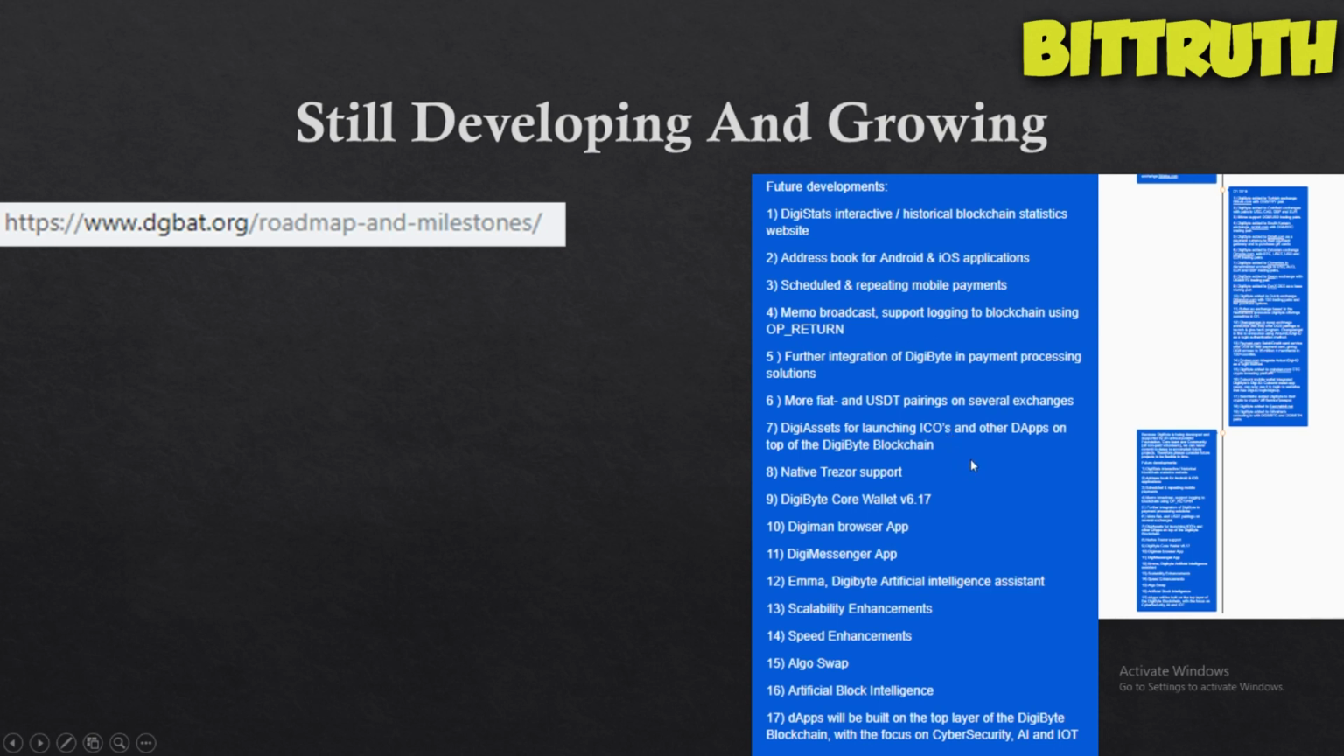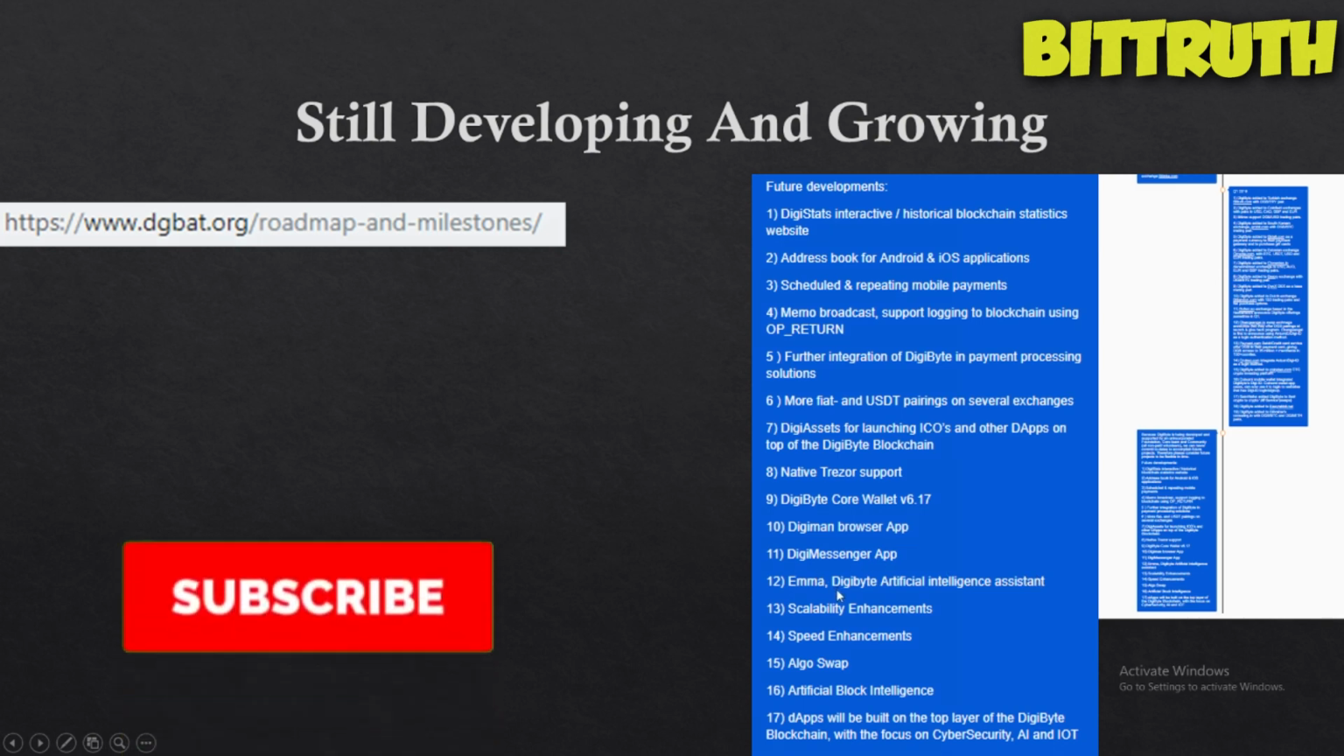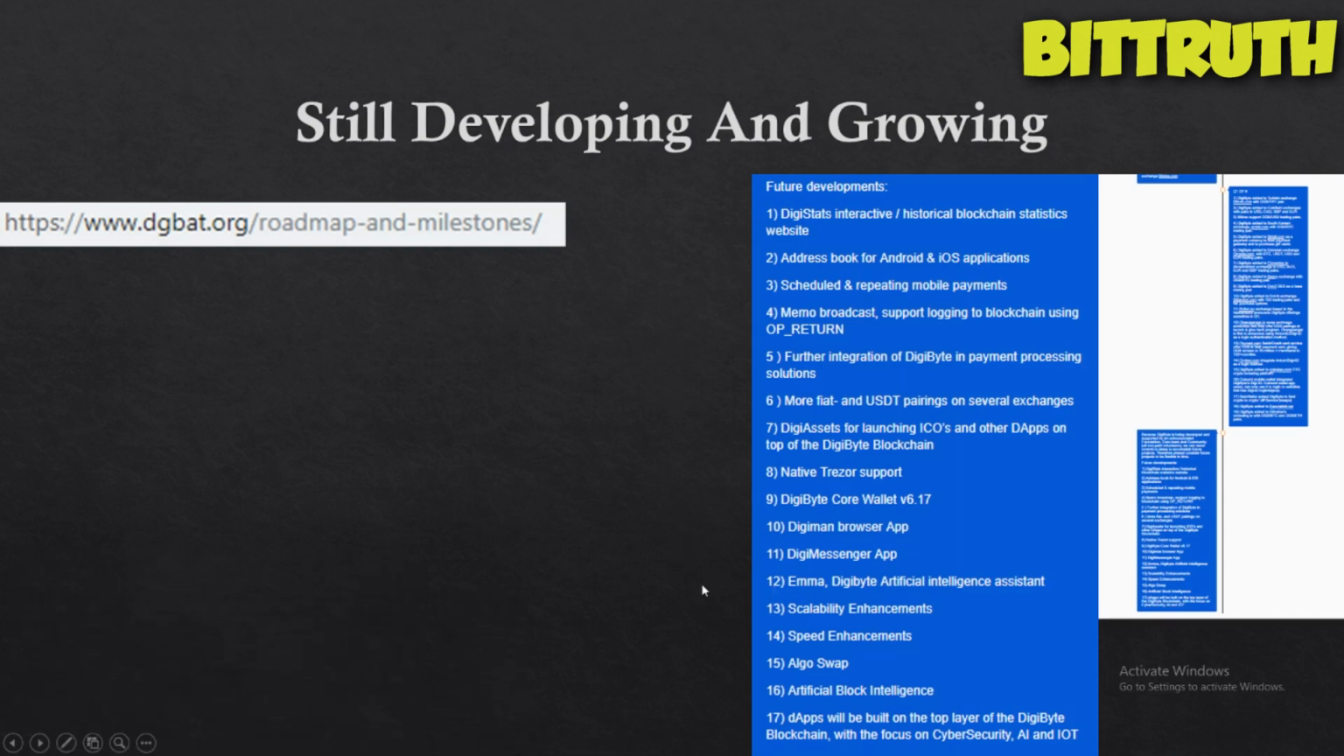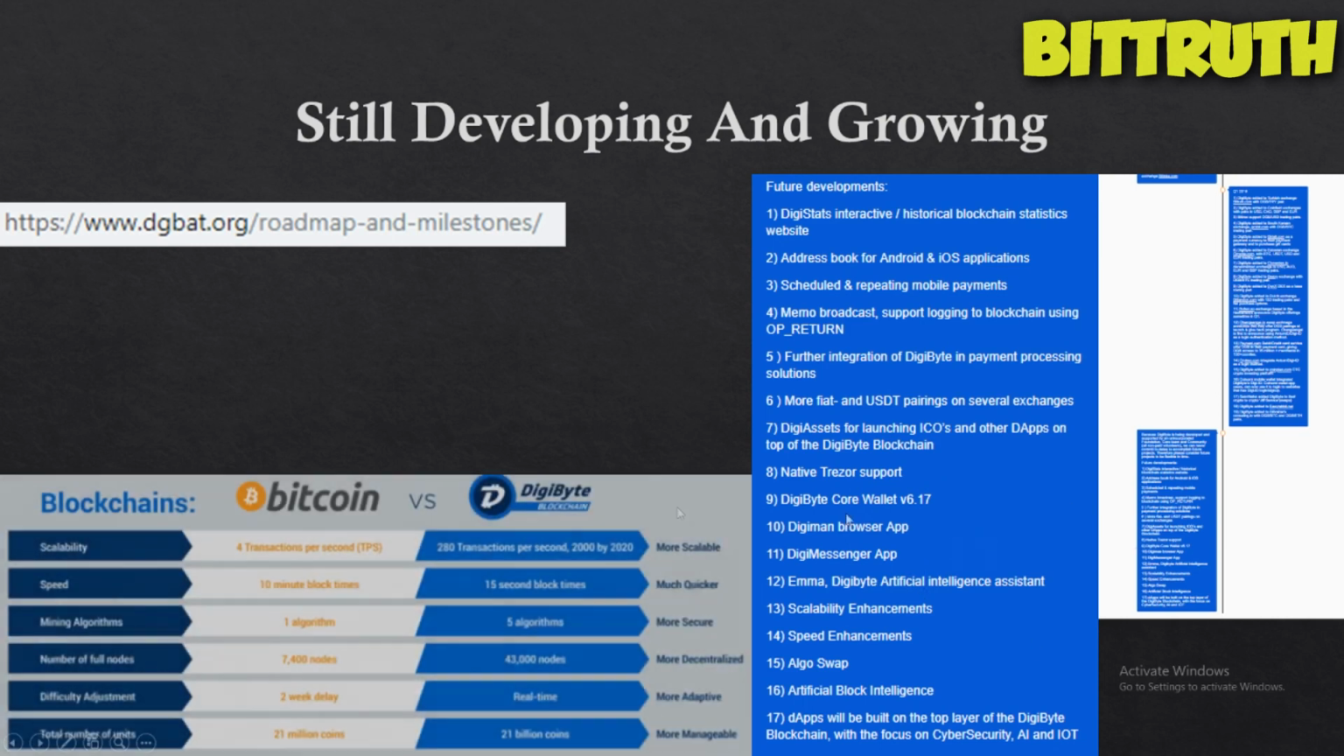You have ICOs and dApps applications, but they still don't have many dApps built on them, so that's nearly a disadvantage. Also, you have native Trezor support for hardware wallets, the DigiMan browser app, the Digi Messenger app, and many other things. It's just becoming bigger and bigger. But of course there are barriers to entry, like Digi Messenger. You already have Facebook Messenger and WhatsApp, so I'm not sure how big and scalable this adoption will be. You need huge advertising to get many people on Digi Messenger. Maybe it's between communities. They also keep growing in terms of scalability, and they had a hard fork, MultiShield, which also helps them be more secure, which is the next point.